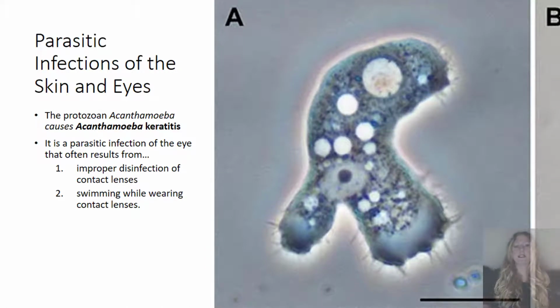There are also parasitic infections of the skin and eyes. The protozoan Acanthamoeba causes Acanthamoeba keratitis. It is a parasitic infection of the eye that often results from improper disinfection of contact lenses or from swimming while wearing contact lenses.